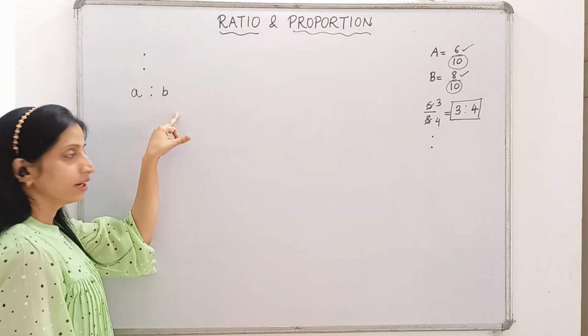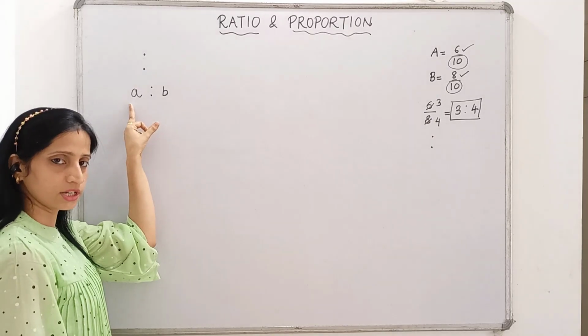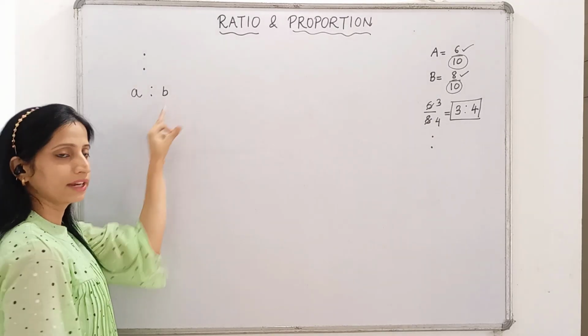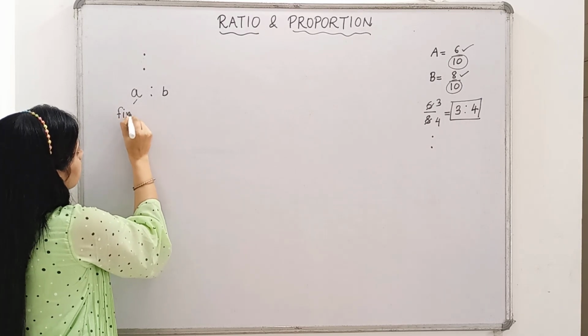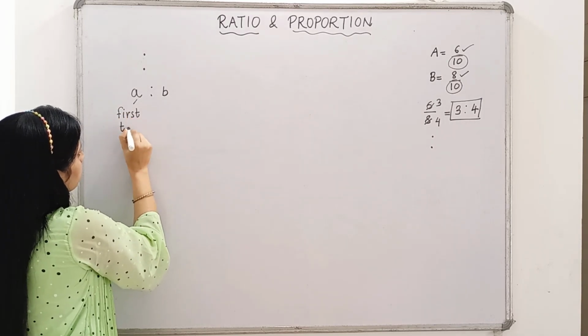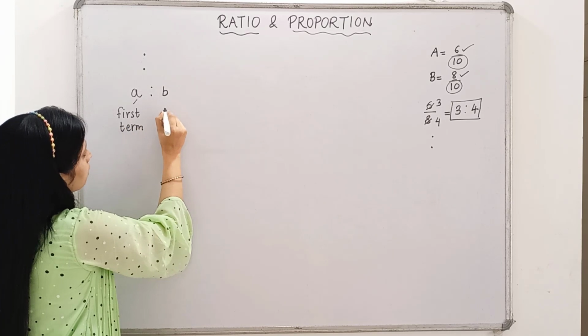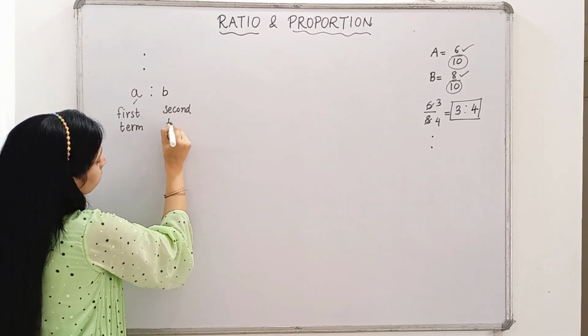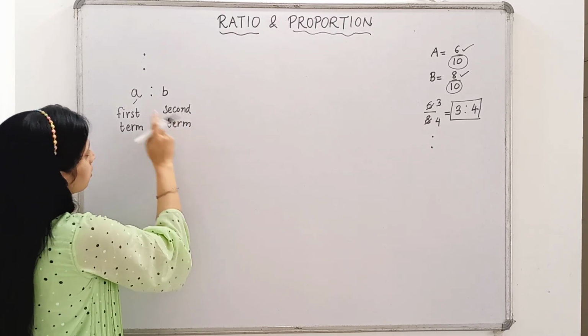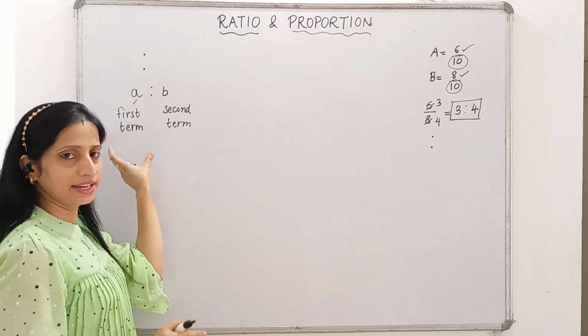Now, for example, if A and B are two numbers, then their ratio will be A:B, where A is known as the first term and B is known as the second term. So, there are two terms. This is our first term and this B is known as the second term. Now our first term is known as antecedent.